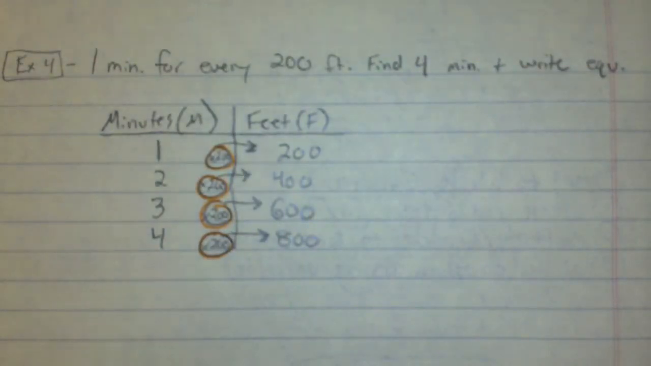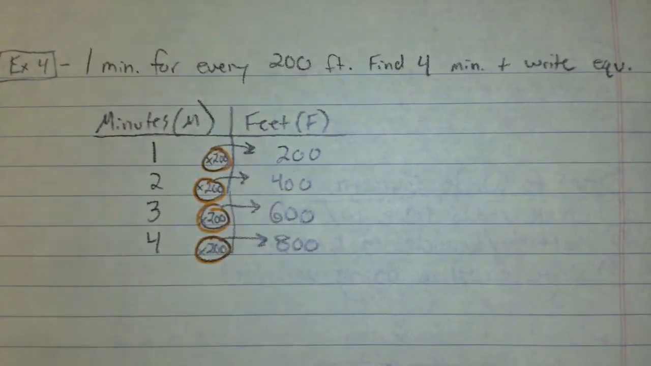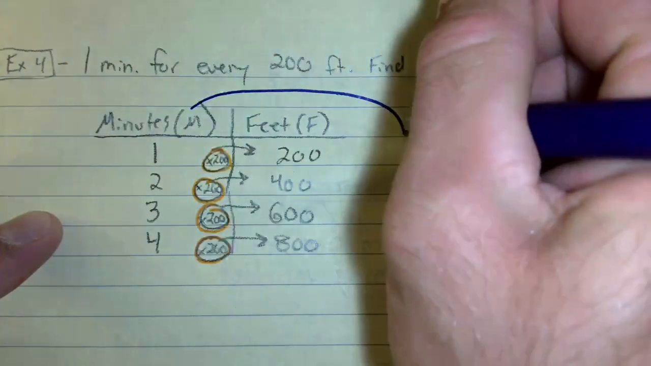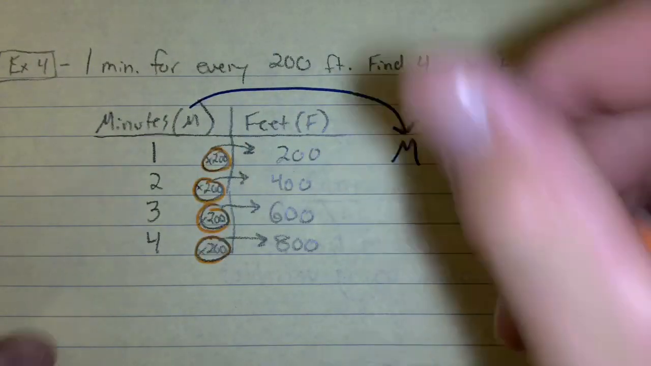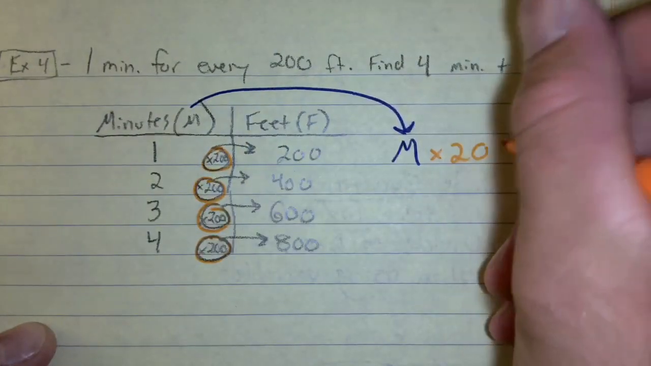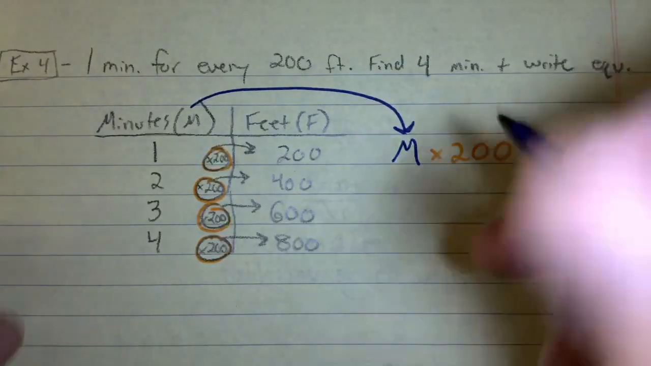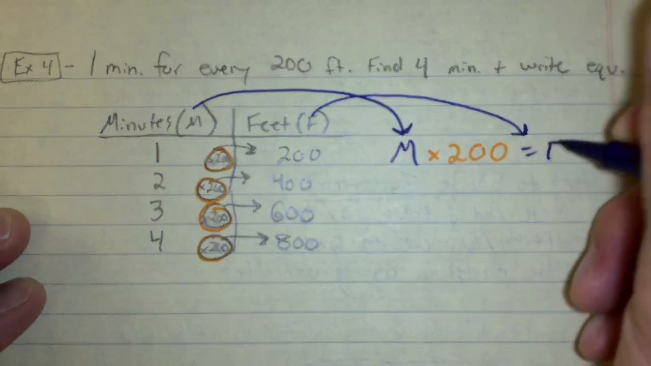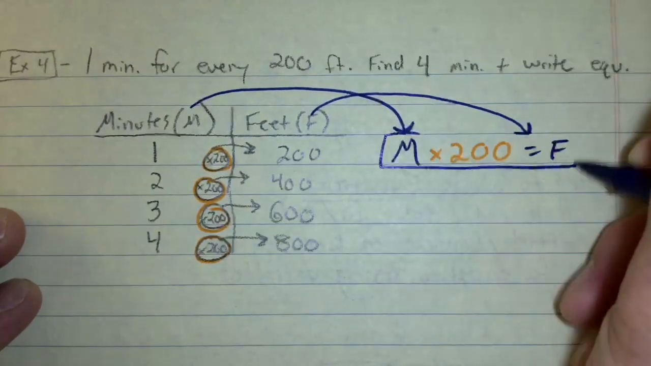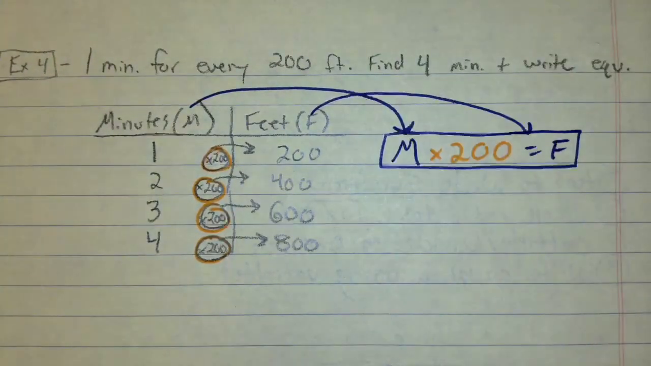All right. And then step 3 says to write equation using variables. So we know that our variable M will start, M times 200 will give you that last variable, which is F, equals F. That's it. M times 200 equals F.